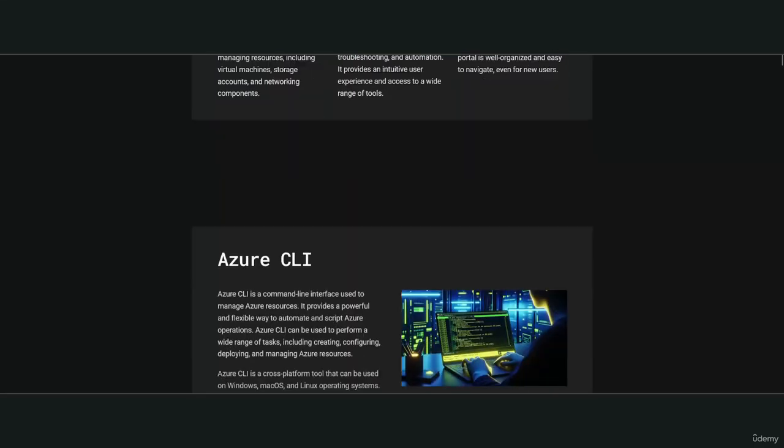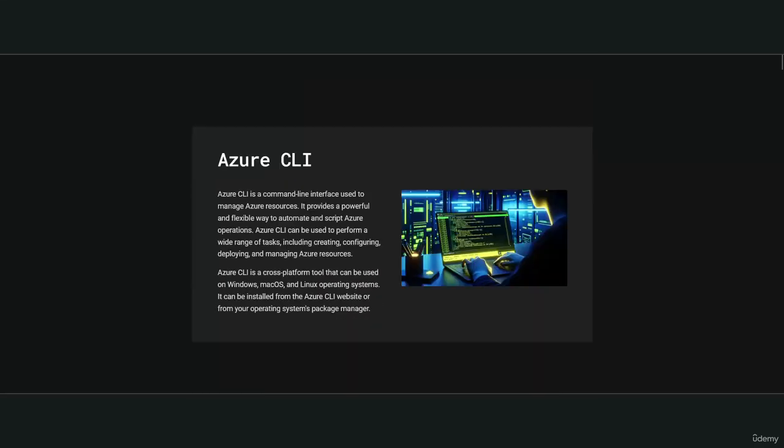Azure CLI. Azure CLI is a command line interface used to manage Azure resources. It provides a powerful and flexible way to automate and script Azure operations. Azure CLI can be used to perform a wide range of tasks, including creating, configuring, deploying, and managing Azure resources.